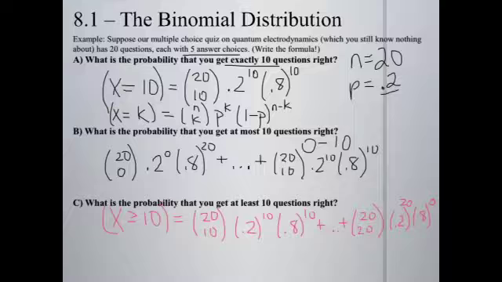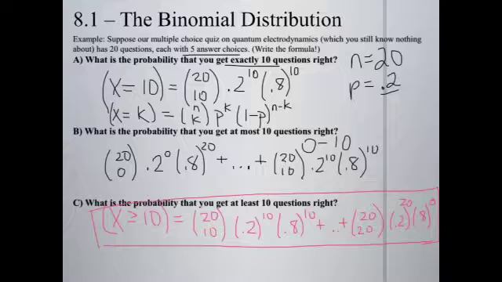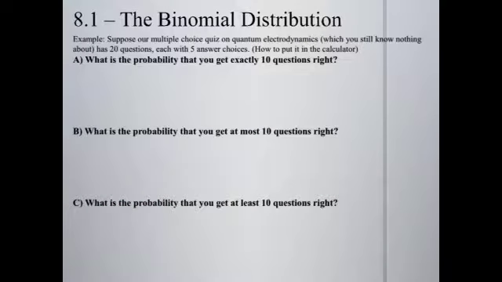Okay, so this is just writing it out, how I want you to write it out on your test and on your quizzes, also on the AP exam. Now let's talk about what we're going to put in the calculator. So if it's exactly 10 questions right, we're going to do a binomial PDF. Binomial PDF is found under second vars in your calculator. If you forgot where that is, come see me and I can show you.